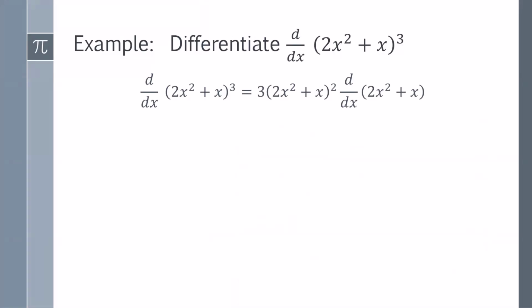So we begin by taking the derivative of the outside function. So the 3 comes out front. We leave the inside alone, 2x squared plus x, and subtract 1 from the exponent, so the power of 2. We multiply then by the derivative of the inside function, the 2x squared plus x. Differentiating that, we end up with 3 times (2x squared plus x) squared times (4x plus 1).